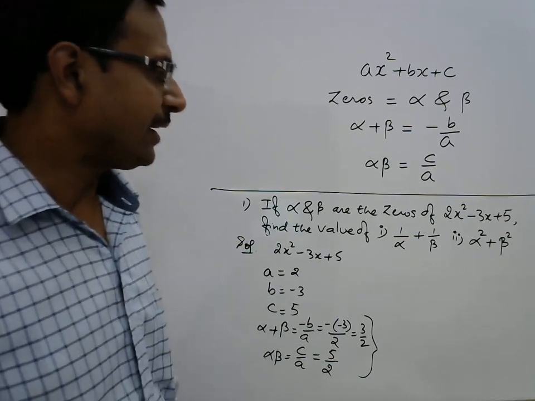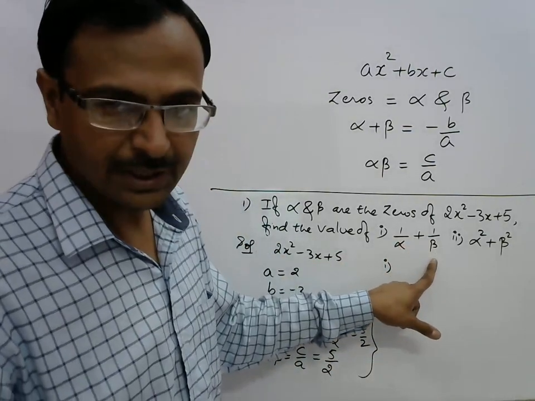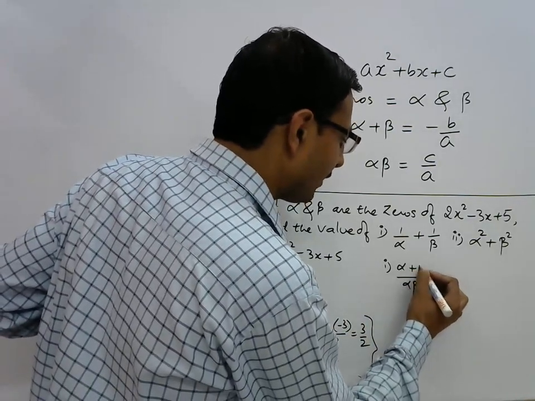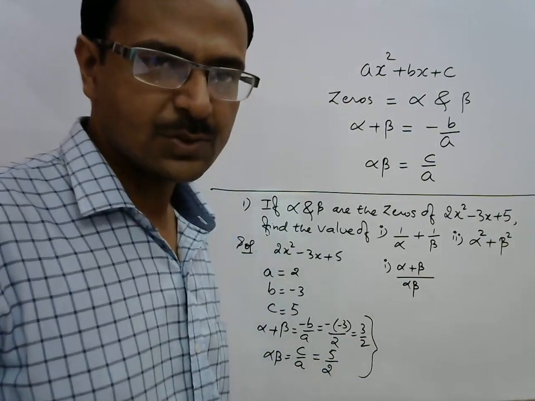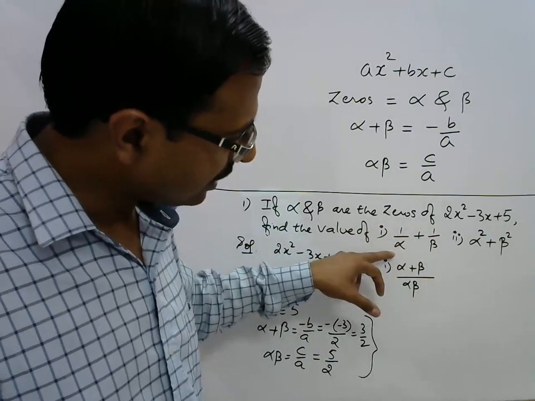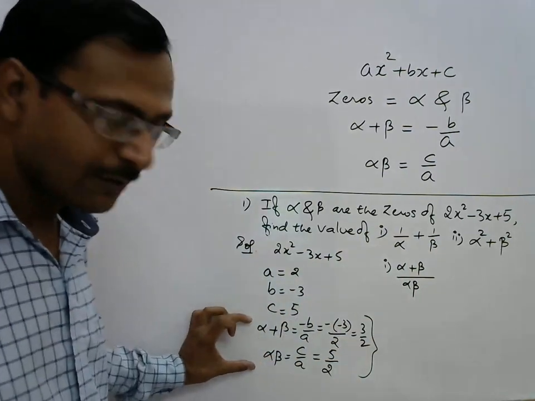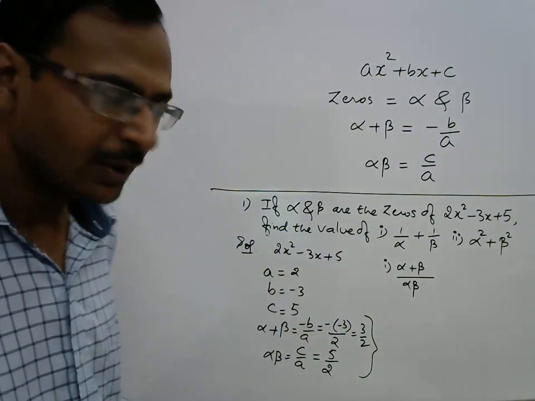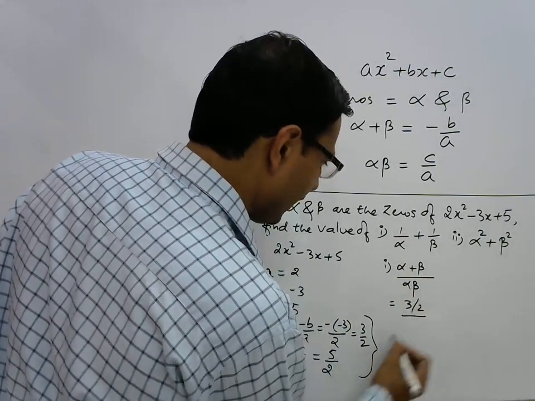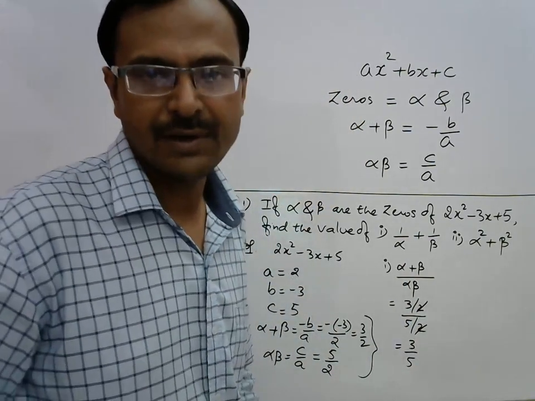Okay, now we can find the value of the first expression. The value of the first expression is 1 over alpha plus 1 over beta. So just take the LCM, alpha beta, and in the numerator you have alpha plus beta. Now this is the trick to solve these questions. You have to convert this expression in the form of alpha plus beta and alpha beta, because the values of alpha plus beta and alpha beta are known. Now substitute the values. Alpha plus beta is 3 upon 2 and alpha beta is 5 upon 2. So the 2 gets cancelled and your answer for the first part is 3 upon 5, as already suggested by so many of you.